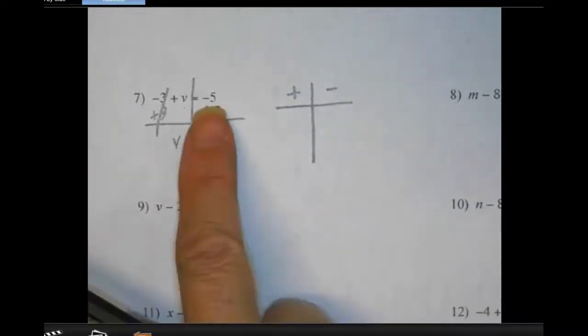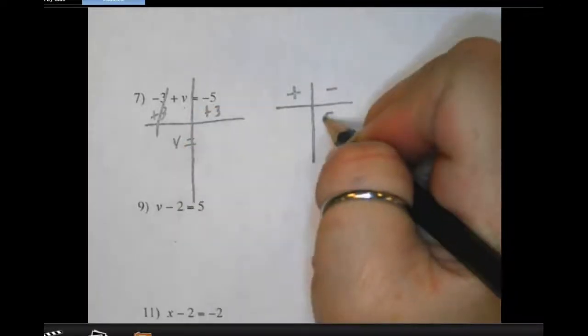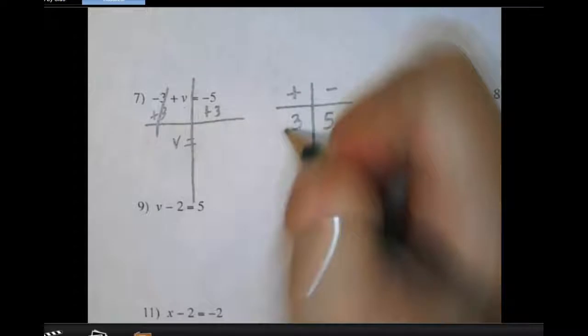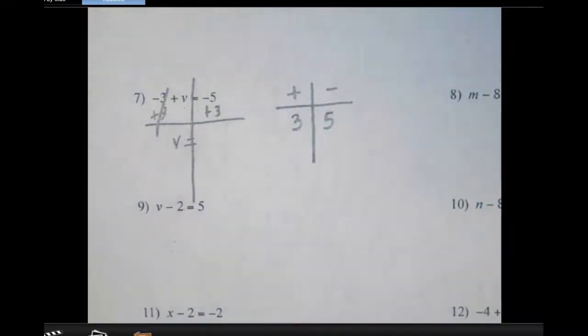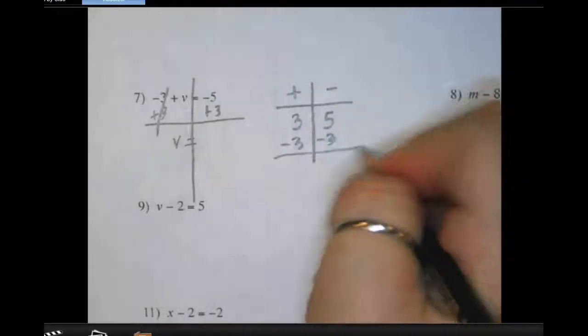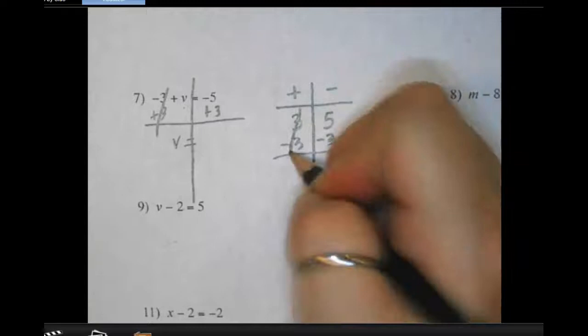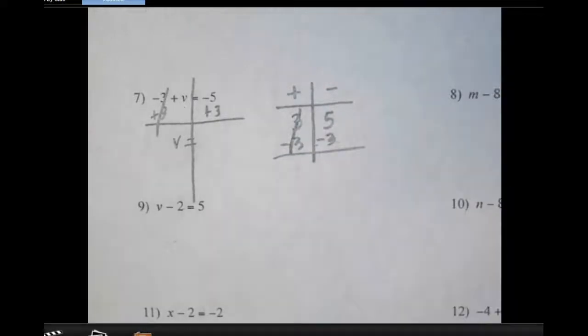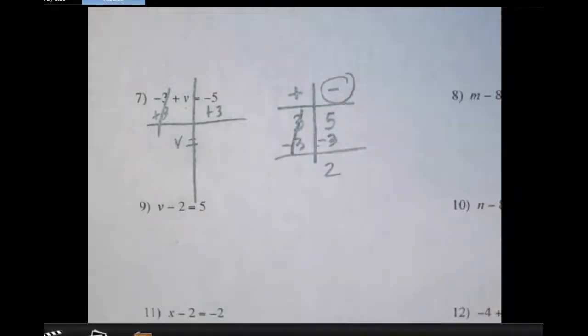Okay, so let's go ahead and put our numbers in our columns. Negative 5 goes under the negative, and 3 goes under the positive, right? Which one's bigger? So I'm going to subtract 3 then, because 3 is the smaller one. That becomes 0. What's 5 minus 3? 2. What side is it on? So my answer is now negative 2.